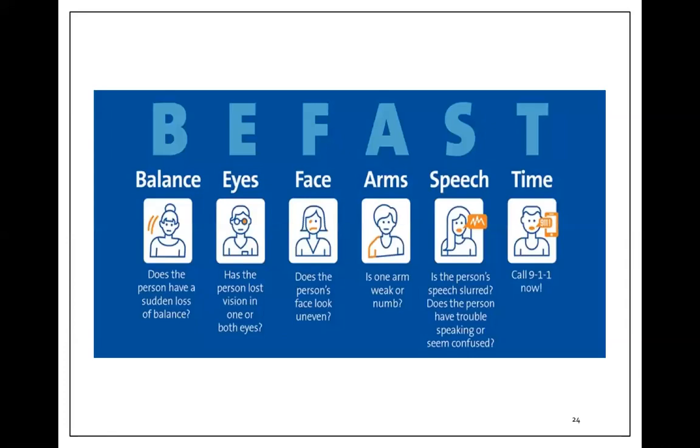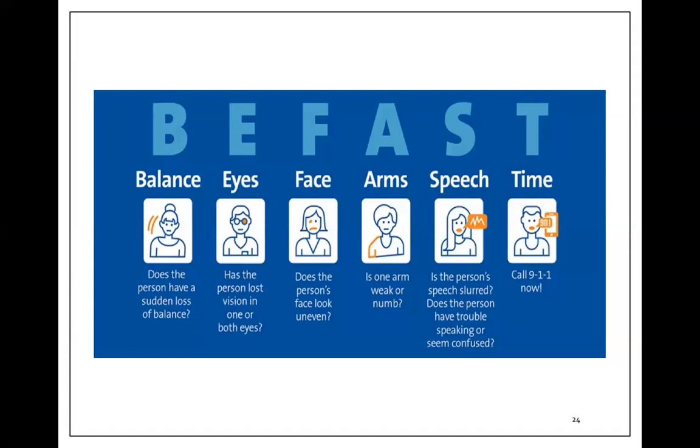So let's start with stroke. How to tell if someone is having a stroke? We can use the mnemonic BE FAST. So think in terms of balance. Does the person have a sudden loss of balance? Has the person lost vision in one or both eyes? Does the person's face look uneven? Again, that general survey. Is one arm weak or numb? Oftentimes we can determine this by having people stretch out both arms. If one arm is weak, they might not be able to lift it, or if they can get both arms straight out, the weaker limb will begin to fade away, fall away from the body. They aren't able to hold it up.